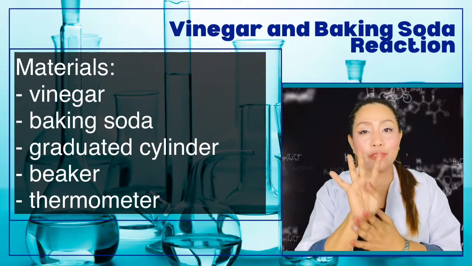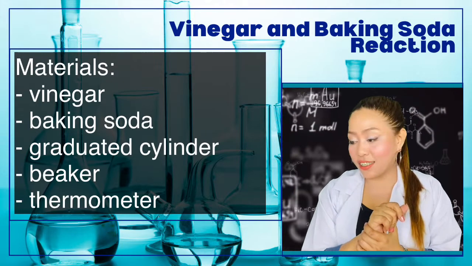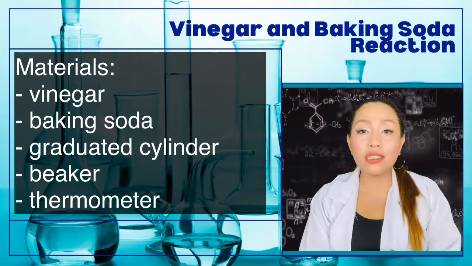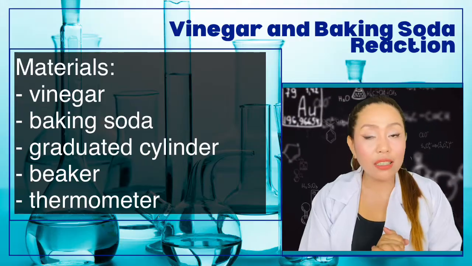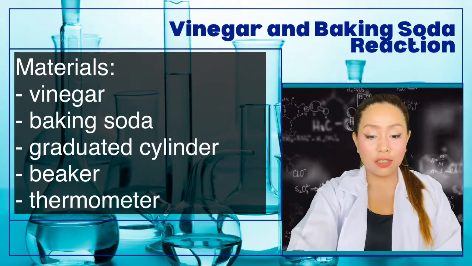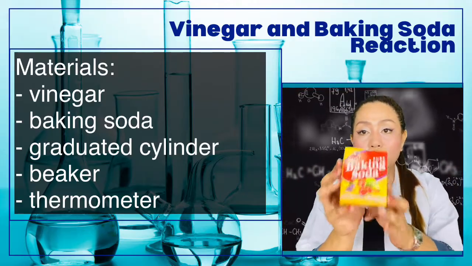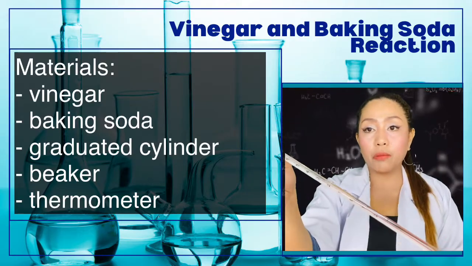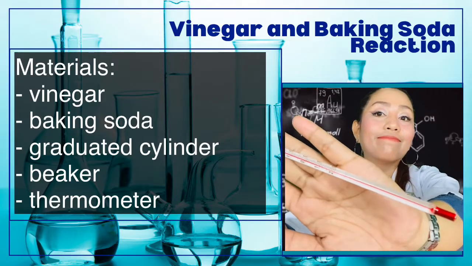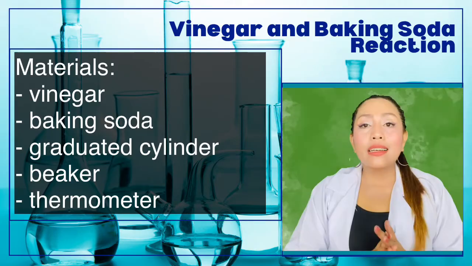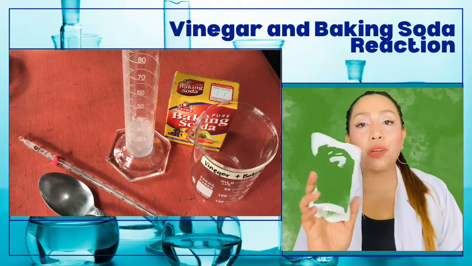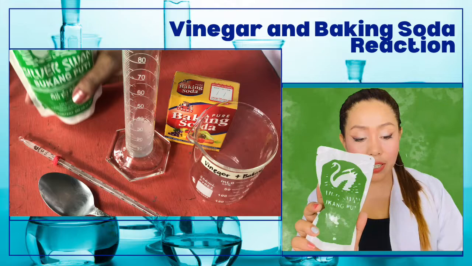So for our fourth experiment, it is entitled Vinegar and Baking Soda Reaction. The materials that we will be needing are the following. So of course, we will be needing our vinegar and baking soda, laboratory thermometer, and of course a beaker. So for the procedure, all we need to do is to pour 20 ml of vinegar here in our beaker.